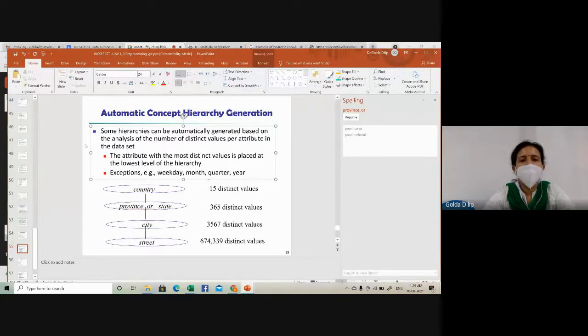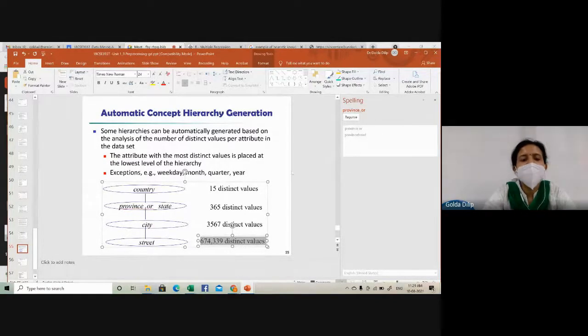Some hierarchies can be generated automatically based on the analysis of the number of distinct values per attribute. The attribute with the most distinct values will be placed at the lowest level of the hierarchy. You can see here, you have the maximum number of streets, then fewer cities, fewer states, and the fewest countries.